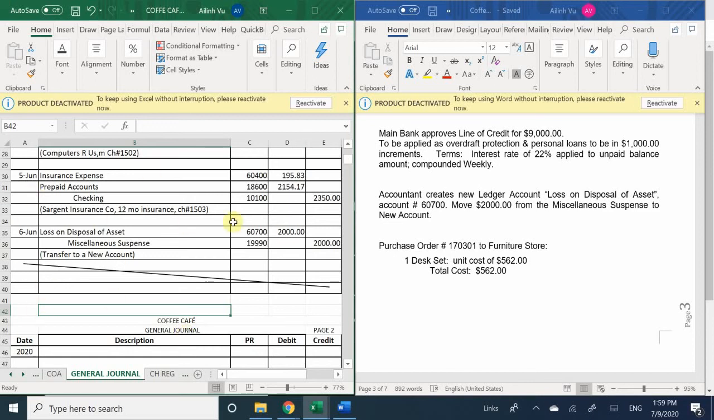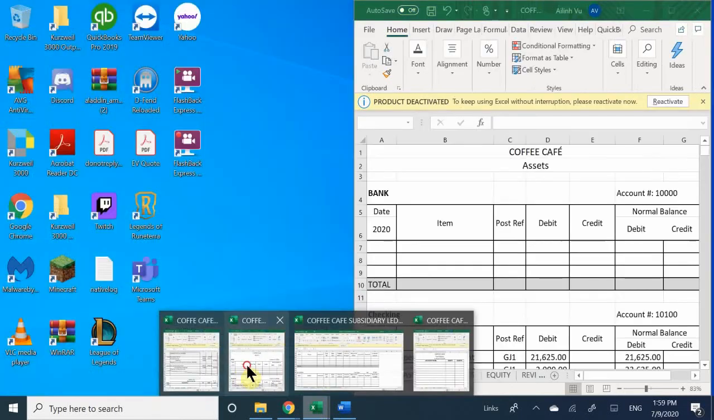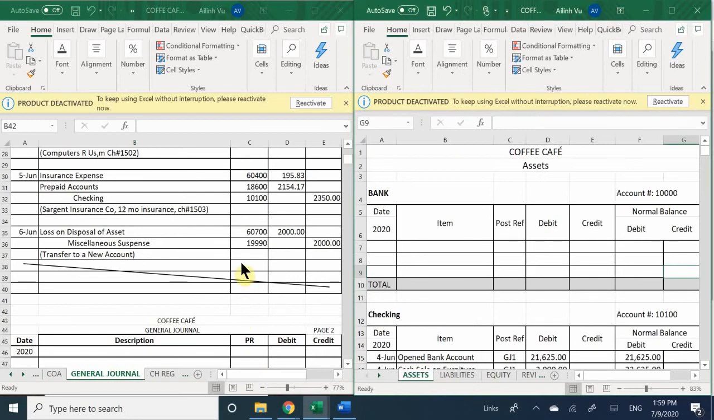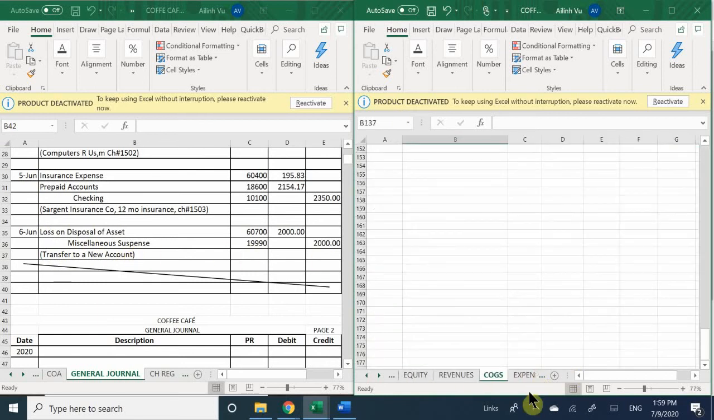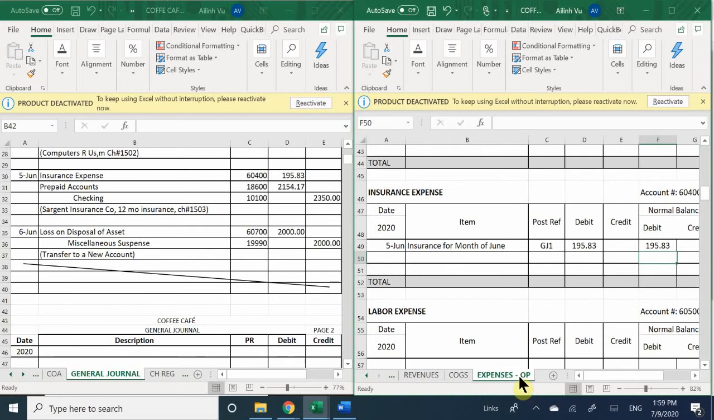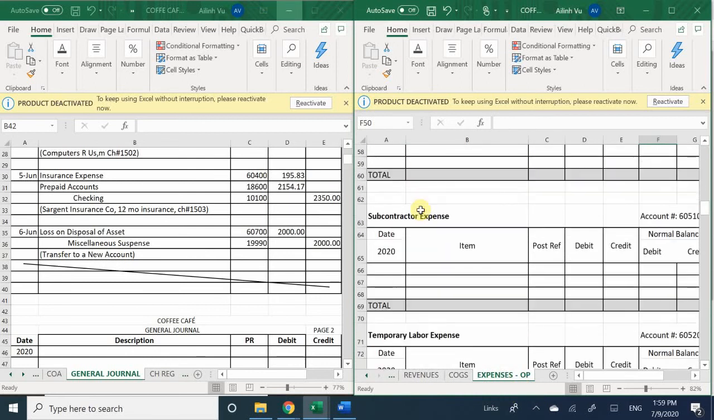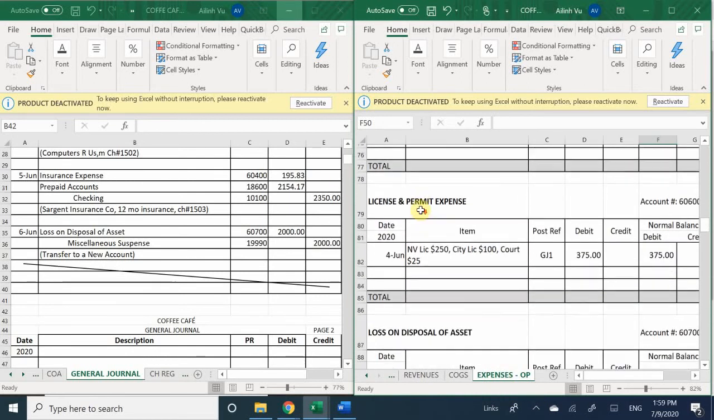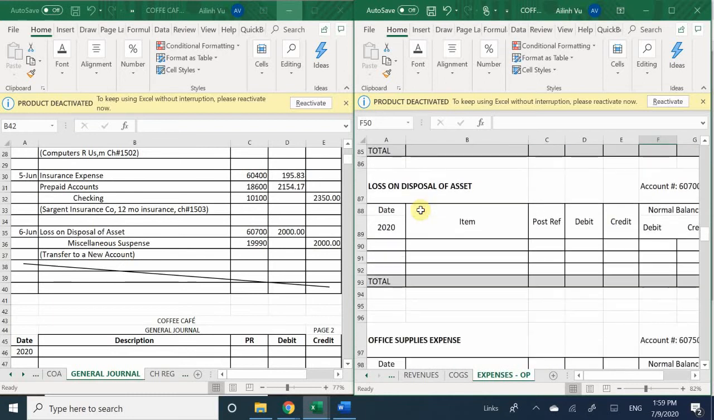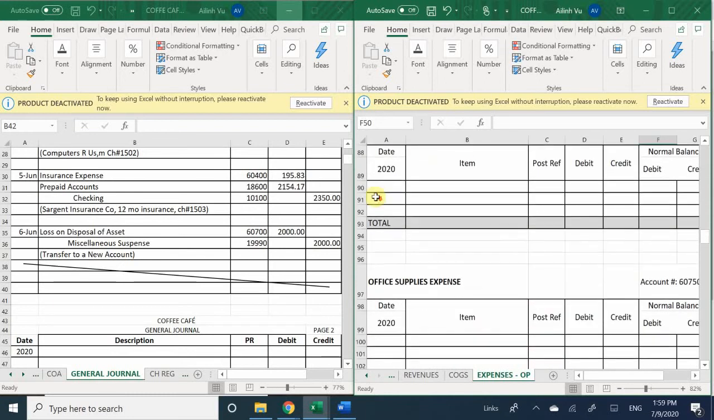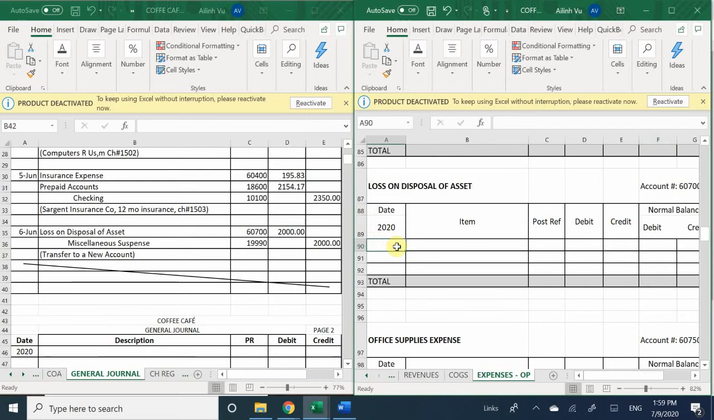So now that we've finished our journal, where do we go? Ledger. Correct. We're going to be going to the ledger. So over here, we understand that loss of an asset, we found out that it is going to be an expense account. So I'm going to go ahead and go to my expenses. And I'm going to find where my loss on disposal of asset is. Okay, so I've already found mine.